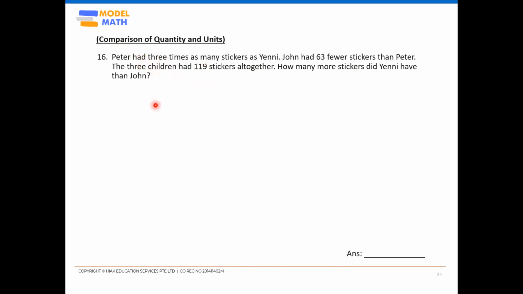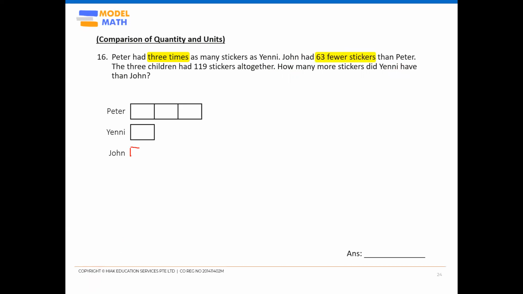Okay, so Peter has 3 times as much as Yenni, meaning to say that Peter would have 3 units and Yenni would only have 1 unit. Very straightforward for such a model. Now, if you read on, the next one would be John. So John has 63 fewer than Peter. With this fewer than Peter, I can say that John's model could look something like that.